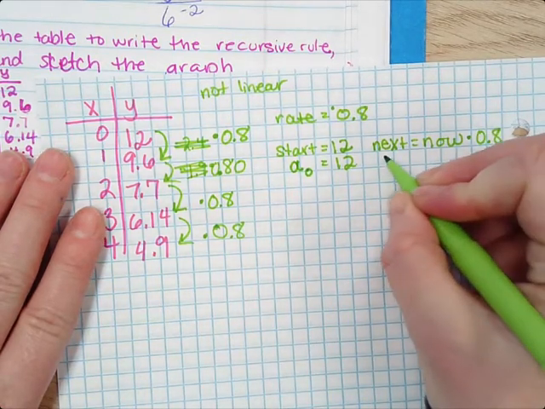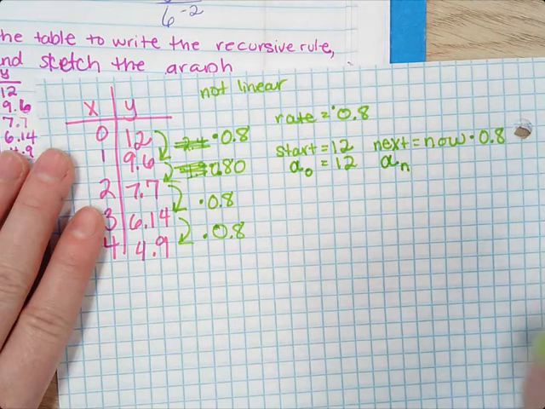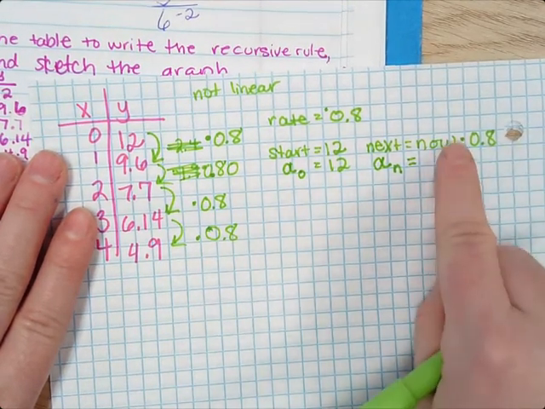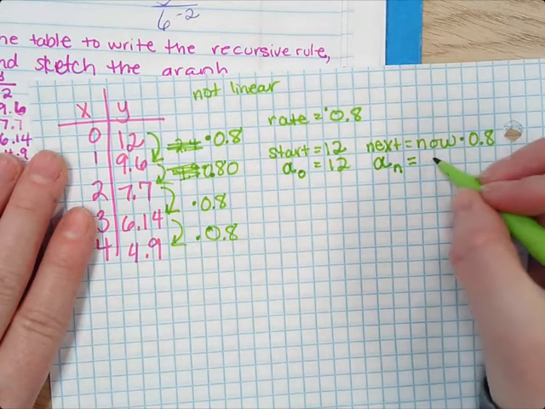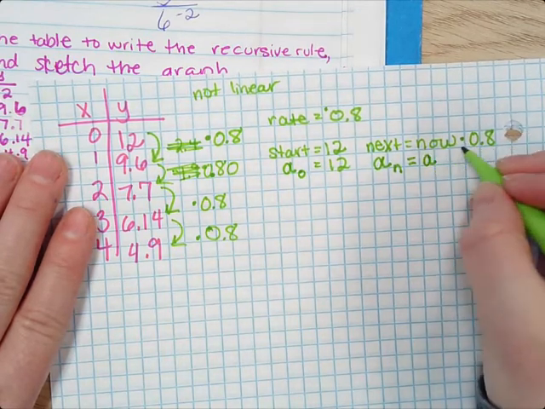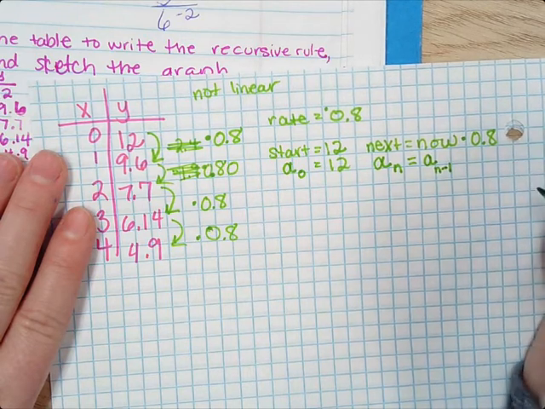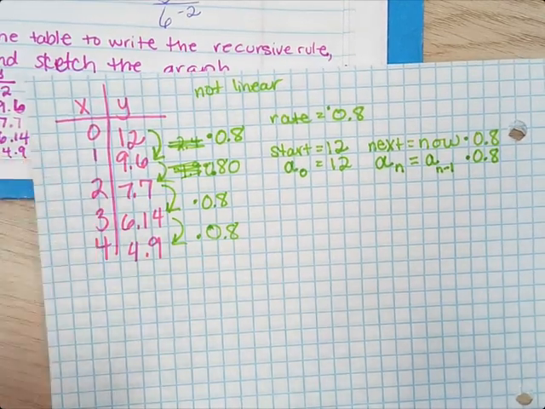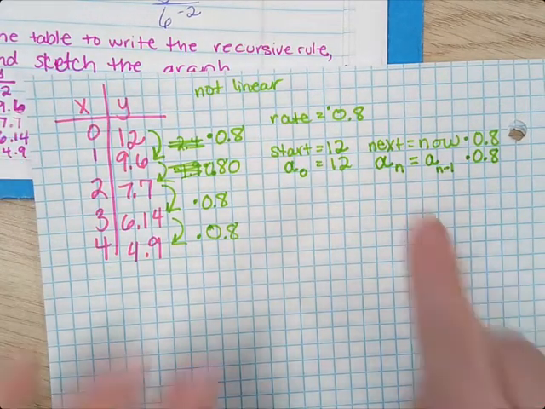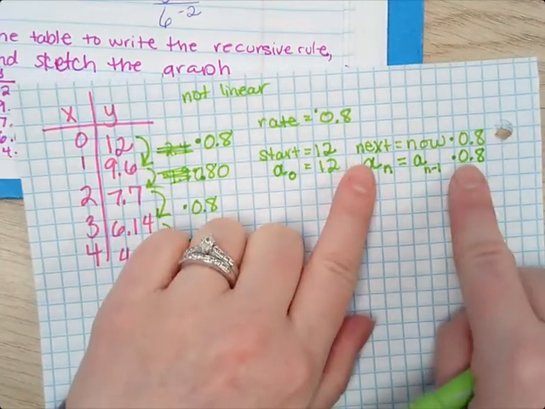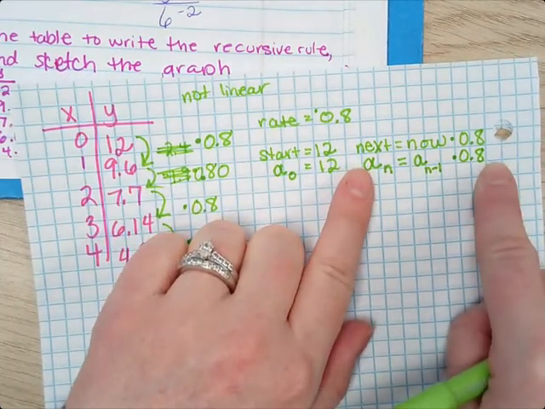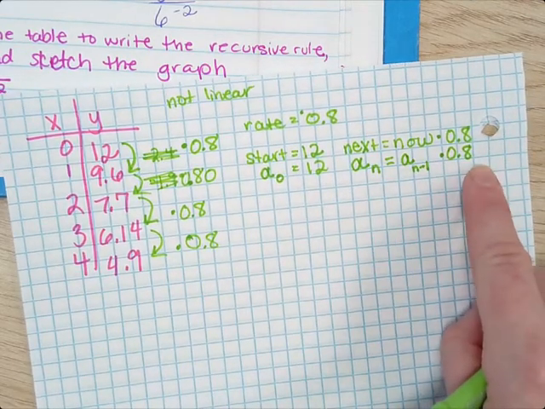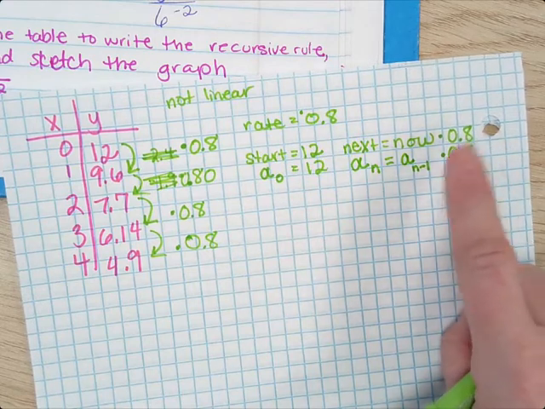Then the next one, a next, we're going to say A sub n equals now, or the previous, times 0.8. We're going to change now to A sub n minus 1 times 0.8. This is how you're going to start seeing it. It's still times 0.8. So knowing that is going to make this a lot easier, because if it's linear, it's going to be plus something or minus something. If it's exponential, it's going to be times something.